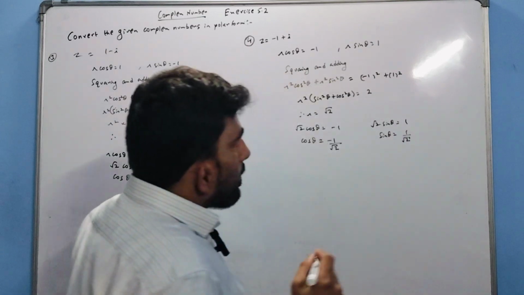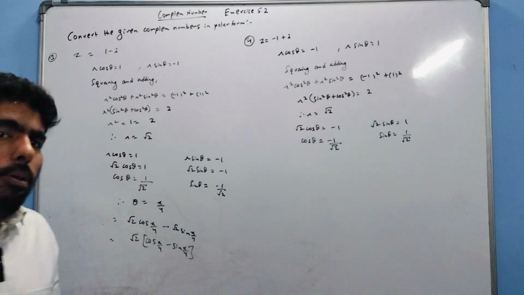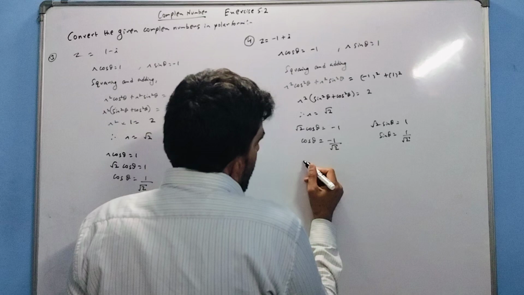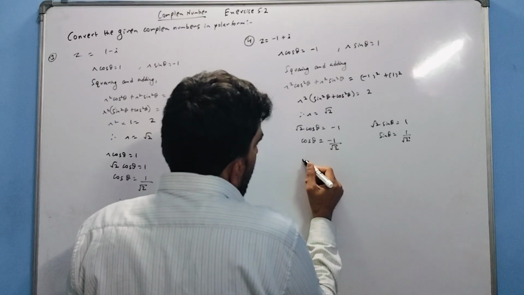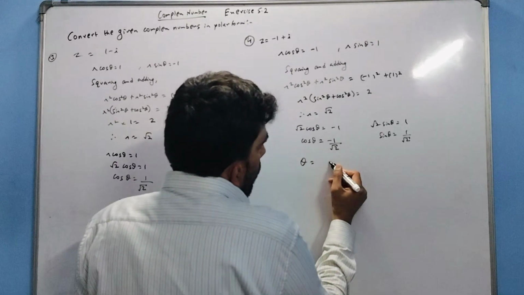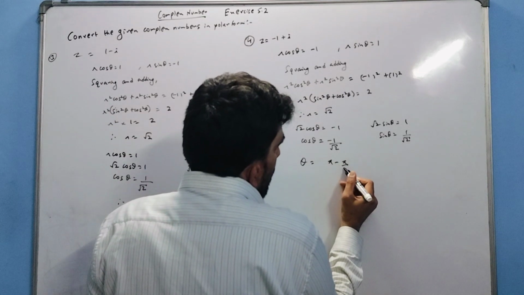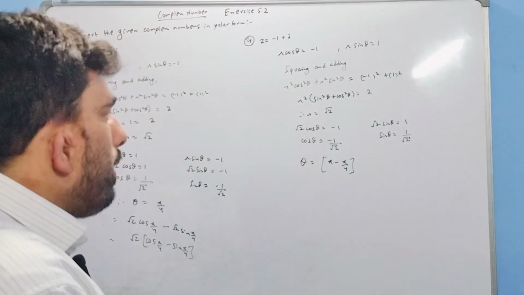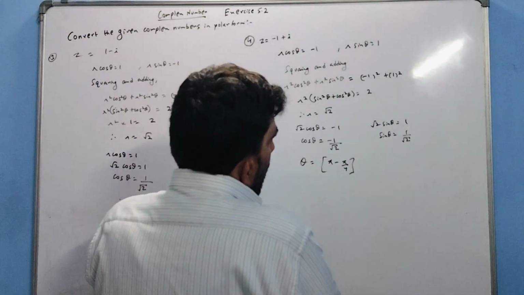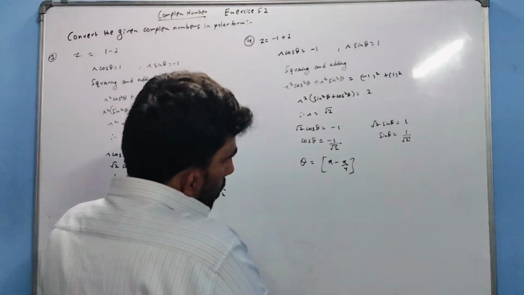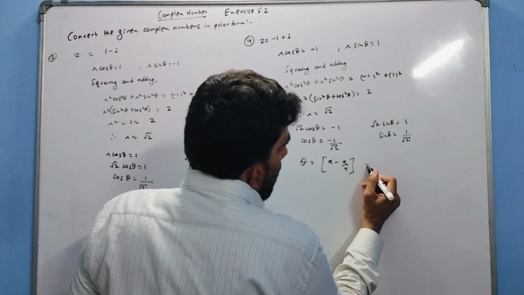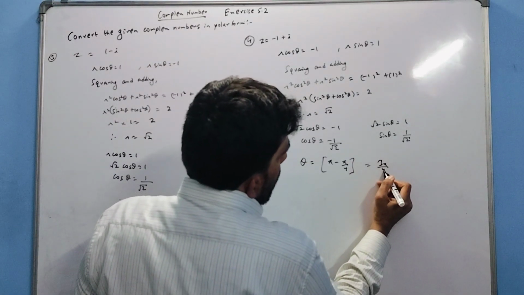We know that sine is positive and cos is negative in the second quadrant. So if I find theta, it will be pi minus pi by 4. Okay, so we'll take it as it is, that is pi minus pi by 4. So here the angle will be 3 pi by 4.